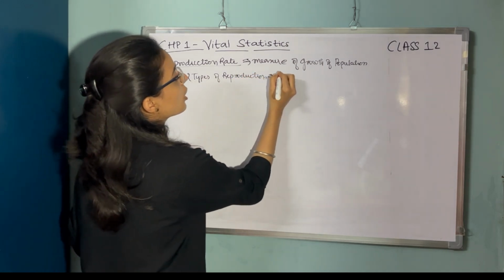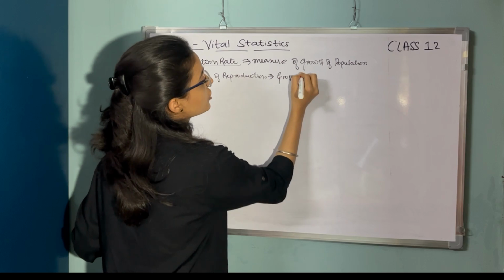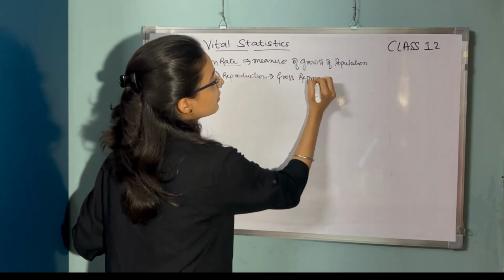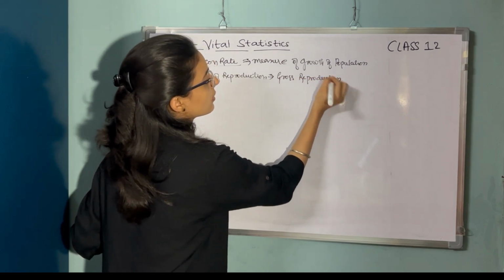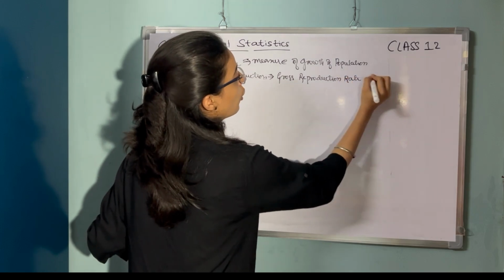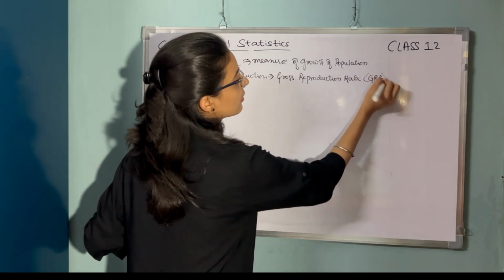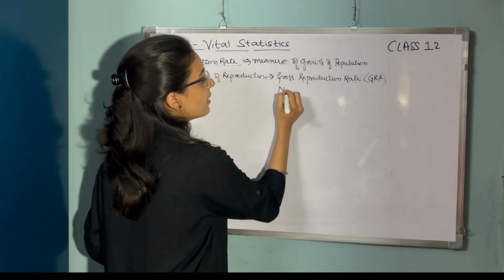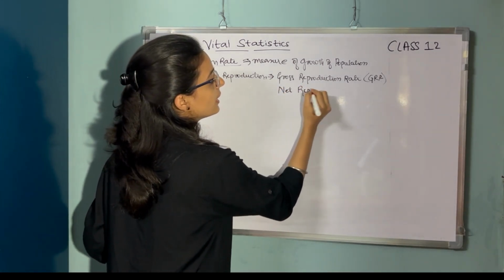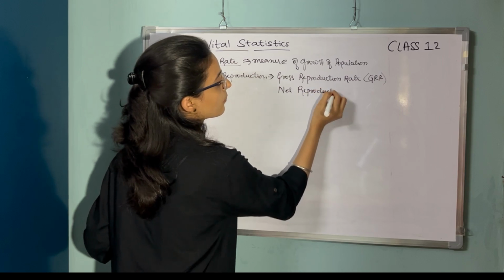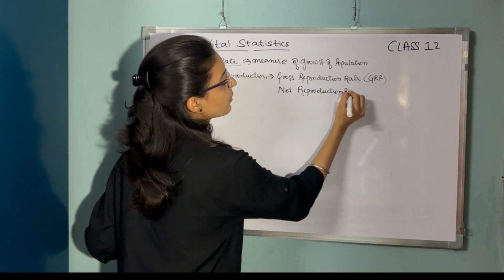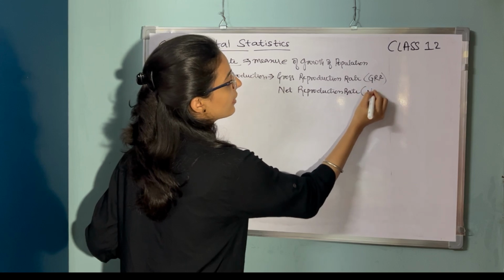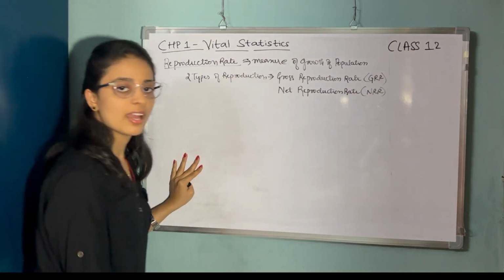That is gross reproduction rate, also GRR. The other one is net reproduction rate, NRR. Fine.